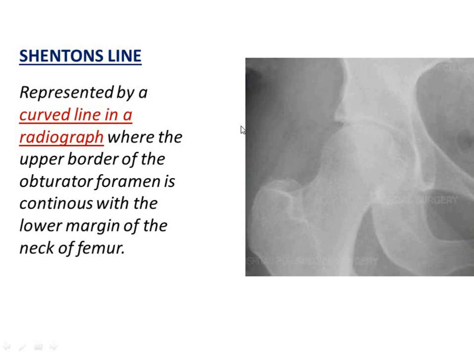Shenton's line is a curved line in the radiograph where the upper border of the obturator foramen is continuous with the lower margin of the neck of femur. This is the obturator foramen, so its upper margin becomes continuous with the lower margin of the neck of femur. If this continuity is broken, that means there is some fracture of the neck of femur, because this continuous line is not seen. This is Shenton's line.